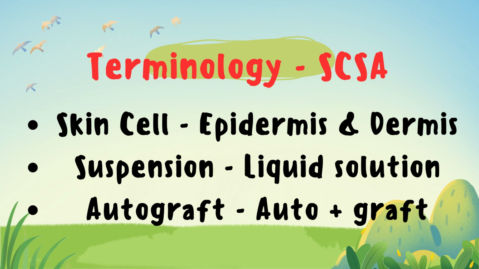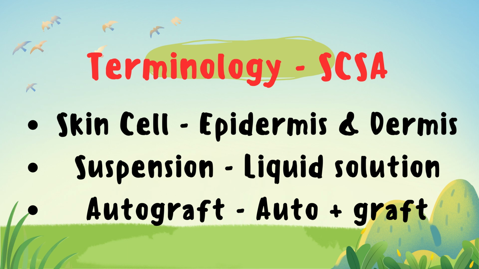Let's go through the medical terminologies associated with this suspension. SCSA, when expanded, is skin cell suspension autograft. So when we talk about the skin cells, we are going to obtain the cells from the epidermis as well as the dermis. Epidermis is the outermost avascular layer, which is also called the cuticle, and dermis being the true skin. There is a suspension which is going to be made by the doctor, which is a liquid solution, and that's going to contain the cells that are being obtained from the patient. Since the treatment is going to involve the patient's own cells, we call that an autologous therapy, or we say it as an autograft.